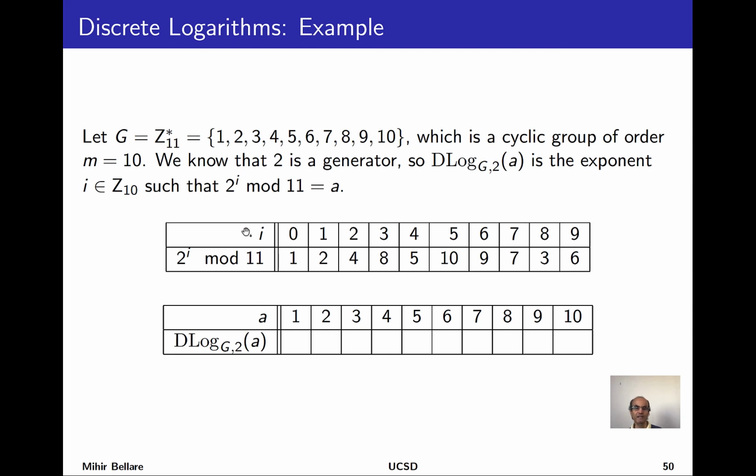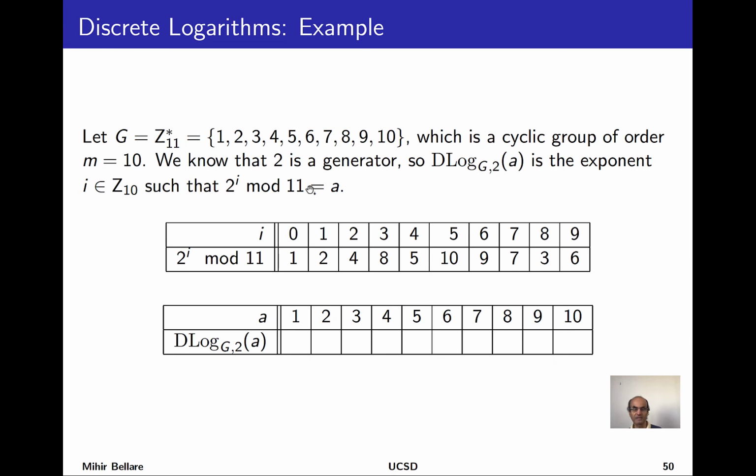So let's see if we can compute some discrete logs. Again, we work with our group Z star 11 as an example. It's a cyclic group of order n, 10, and we know that 2 is a generator. So what is the discrete log in this group, base 2, of some point a in the group? It's whatever index i has the property that 2 to the power i is a in the group. Here, that means 2 to the power i mod 11.